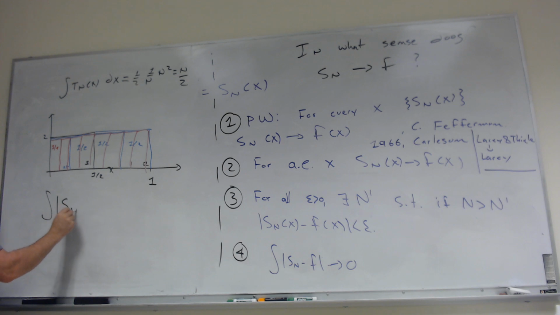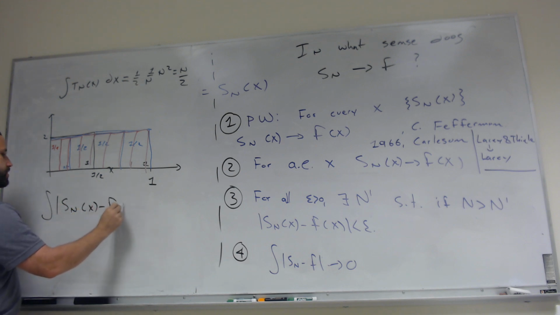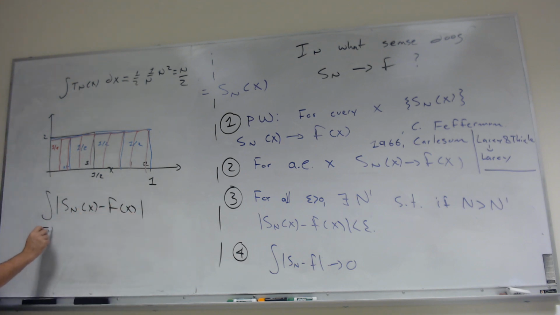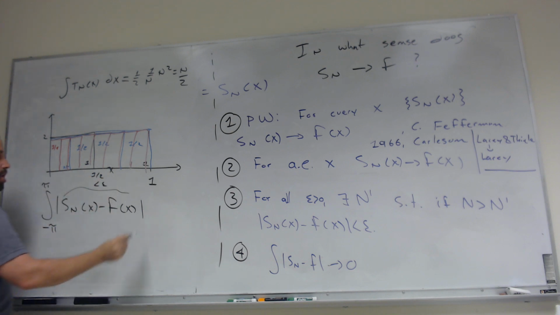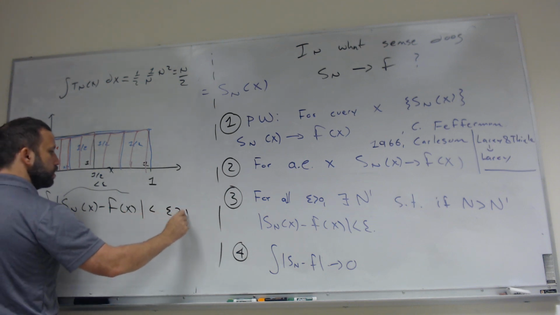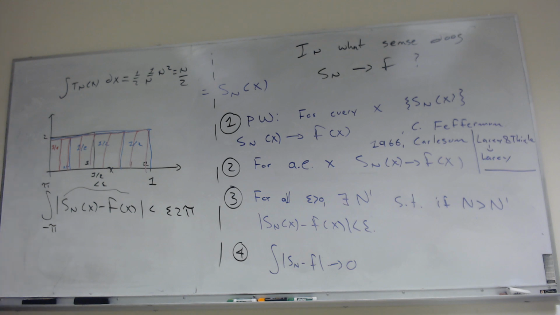If I have Sn of x minus f of x, let's just say back to our original context, integrated from minus pi to pi. If the convergence is uniform, this means I can choose n so large that this difference, no matter what x's I put in here, will be less than epsilon. So I can always make this less than epsilon times the length of the interval, which is 2 pi. In other words, I can make this go to 0. I can make this arbitrarily small by taking n arbitrarily large.